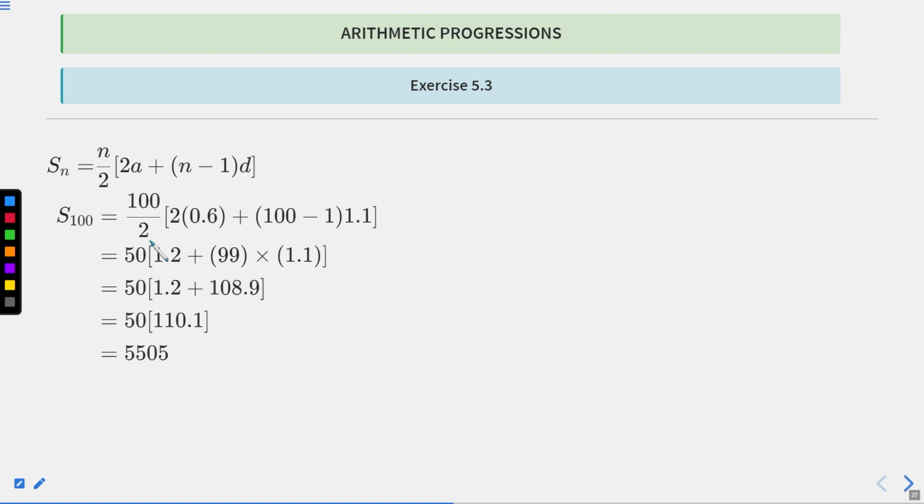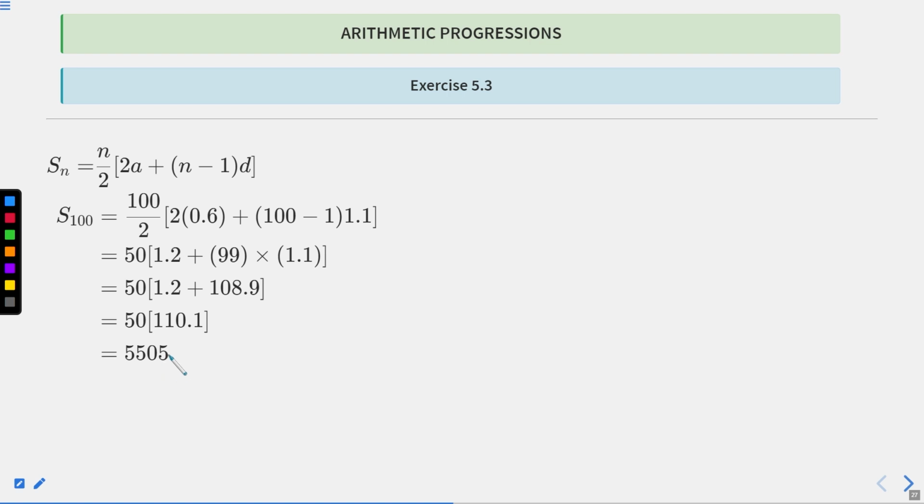Okay, and this is equal to 50 times (1.2 plus 99 times 1.1), and this is equal to 50 into (1.2 plus 108.9), and if we calculate it, then we will get 50 times 110.1, and this is equal to 5505.